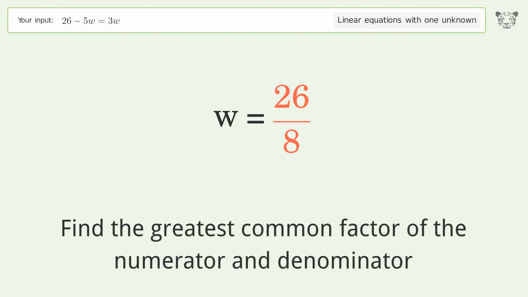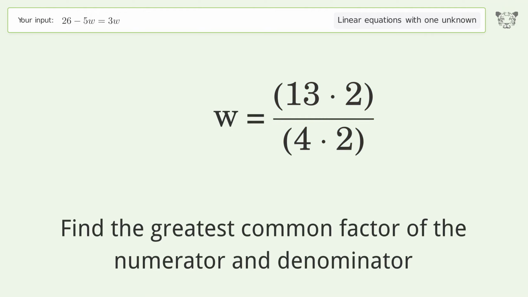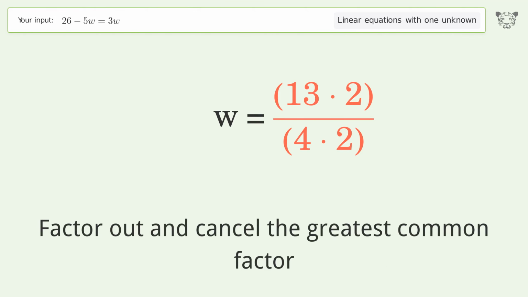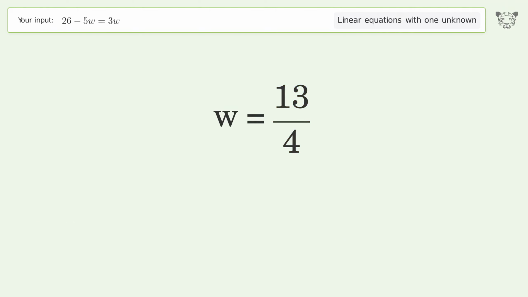Find the greatest common factor of the numerator and denominator. Factor out and cancel the greatest common factor. And so the final result is W equals 13/4.